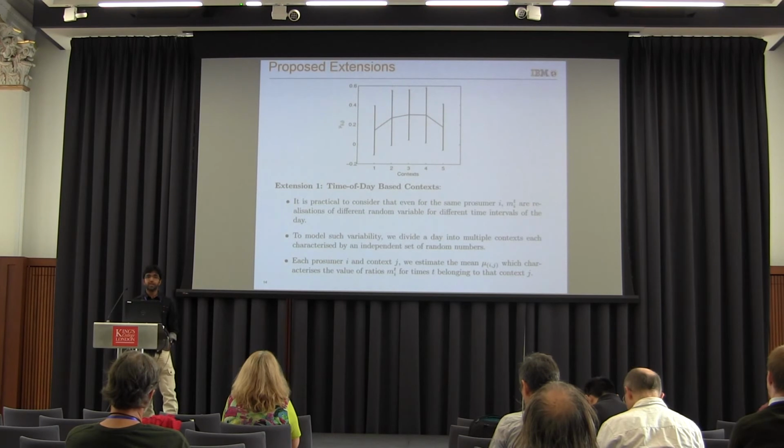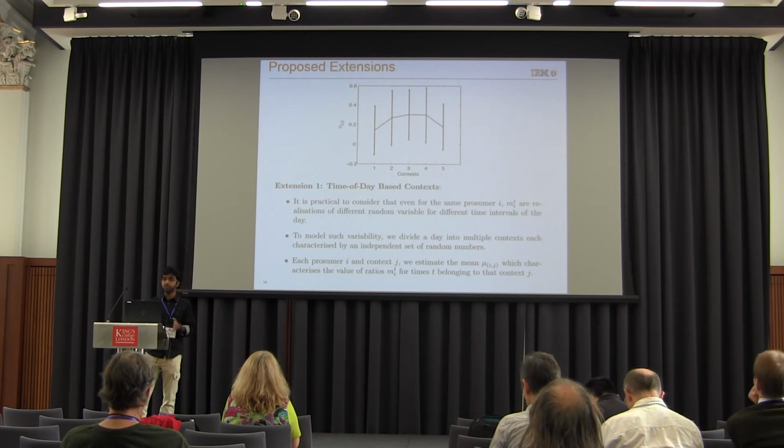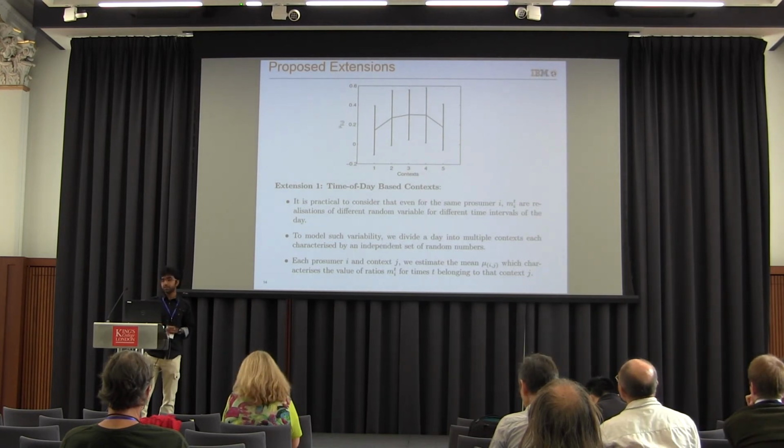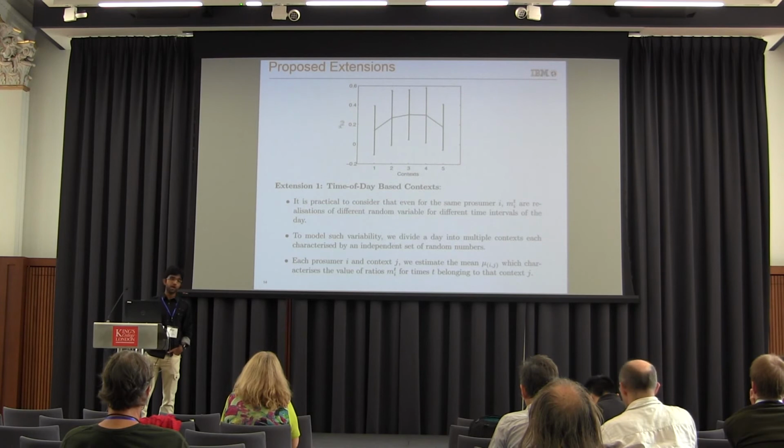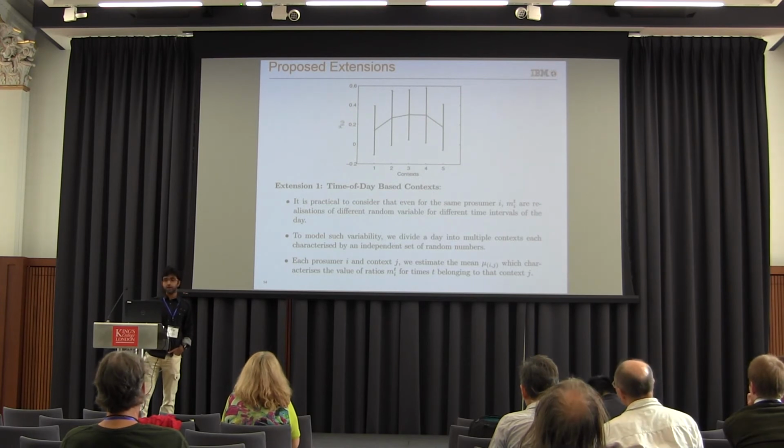We have proposed two extensions in this case. The first one is time-of-day based context. Here we have divided these 10 hours into 5 contexts, each of 2 hours, and we have plotted the average mean for a selected prosumer. As you can see, these mean values differ significantly for each context. That's why instead of learning one mean for each prosumer, we try to learn one mean per context per prosumer.